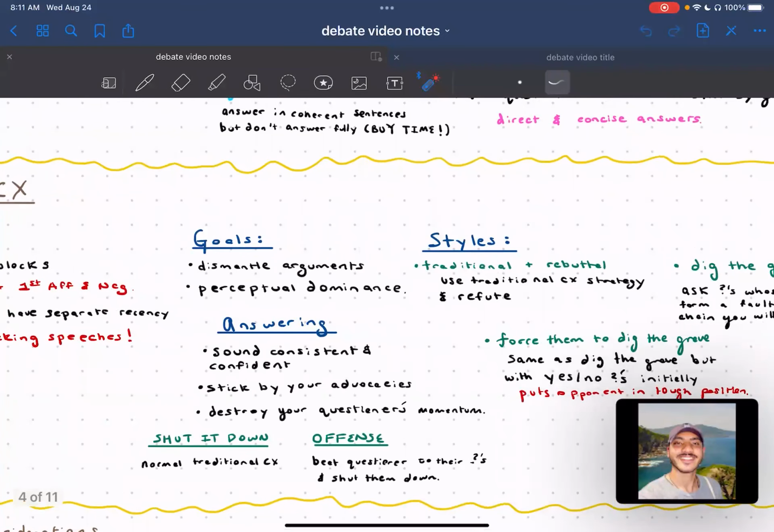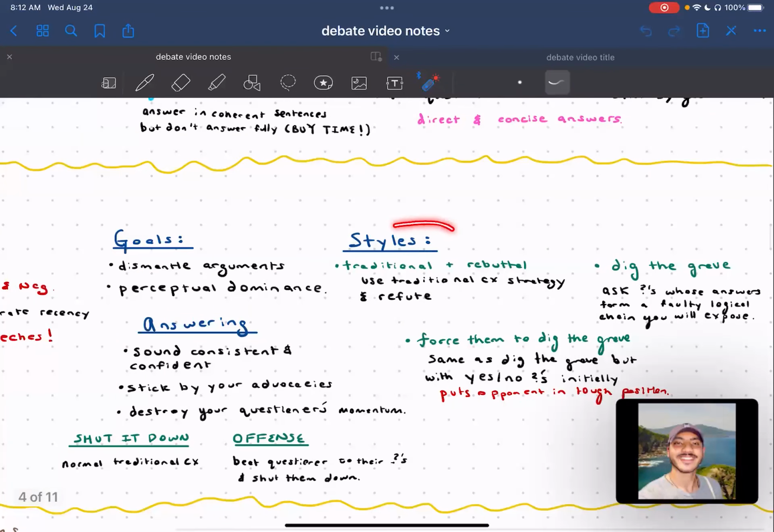So what are the goals? Since direct cross-examination is such a specific way of questioning, what are the goals here? Well, the first one is to dismantle arguments, right? Because you actually have the time to do so. And again, show perceptual dominance, not just by the quantity of the questions that you ask, but the quality of them as well. So there's several styles of asking direct questioning that I particularly enjoy.